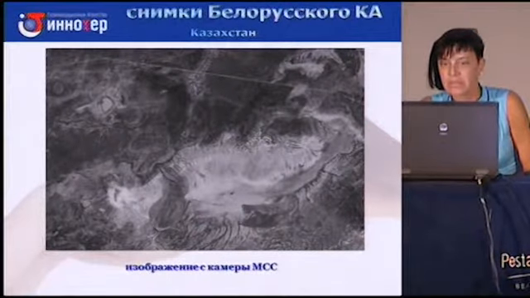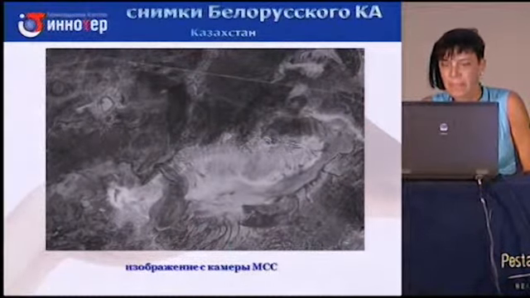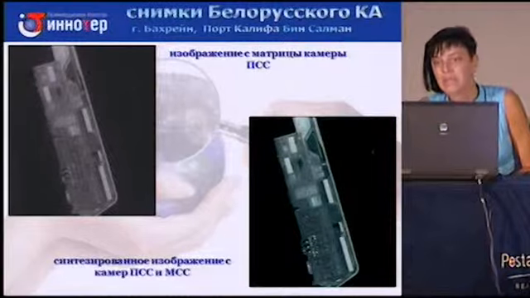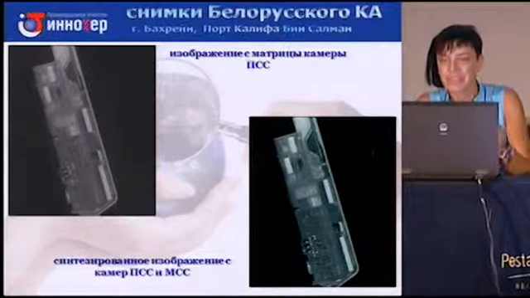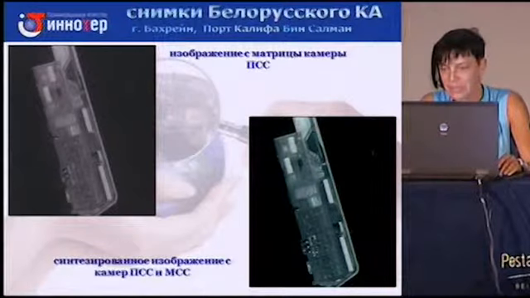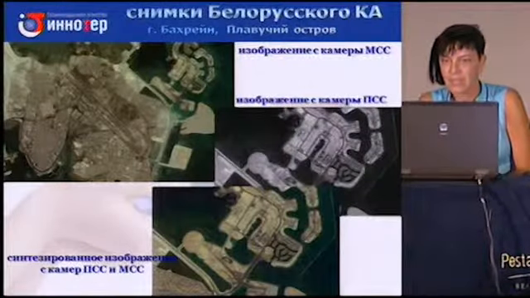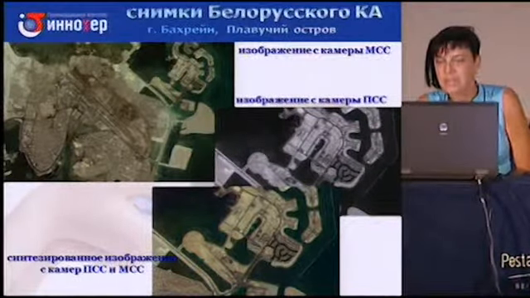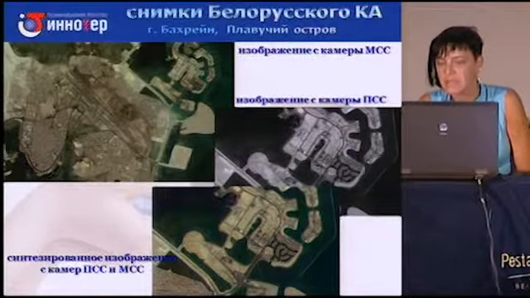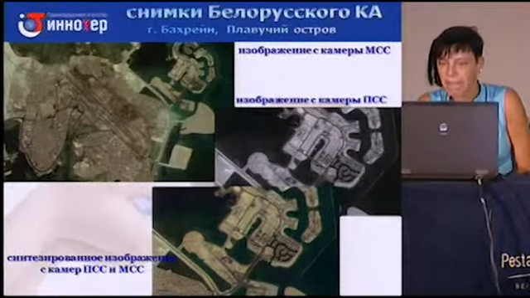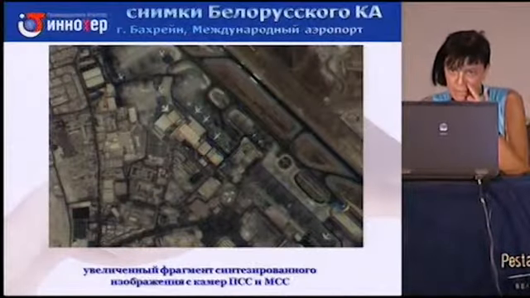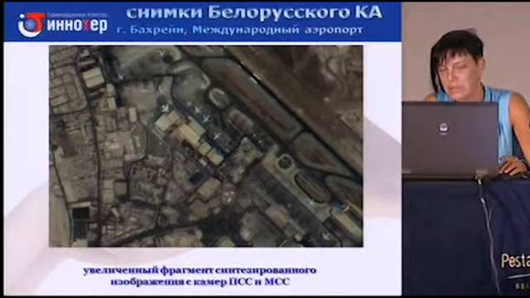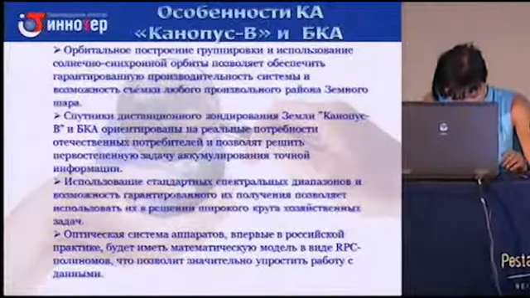Now this is the imagery collected by a Belarusian satellite. This is, I guess, pipeline in Kazakhstan. This is Khalifa bin Salman Port in Bahrain from PSS camera and a synthesized image. Floating island of Bahrain. Again, 3 pictures, MSS, PSS, and combined synthesized image. The International Airport of Bahrain, another enlarged image.